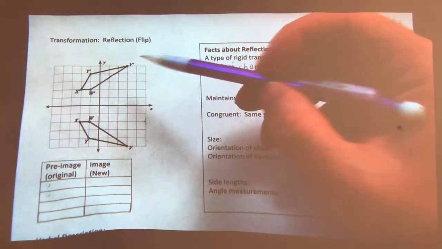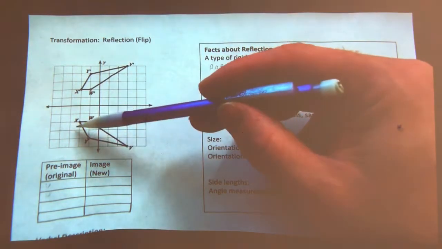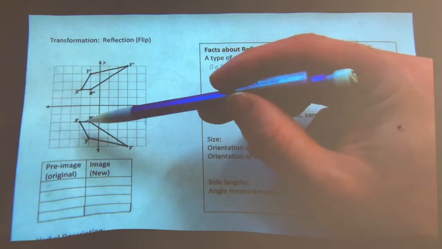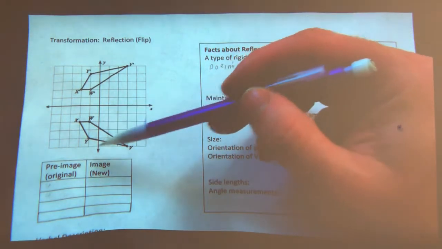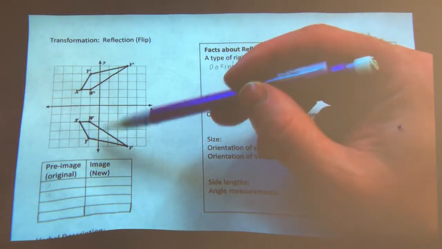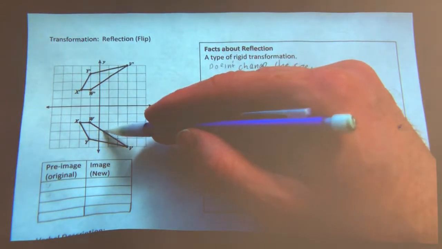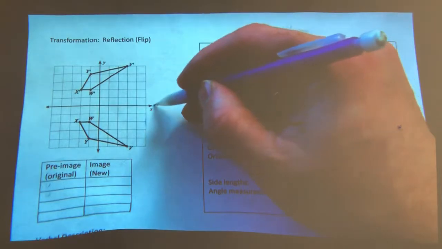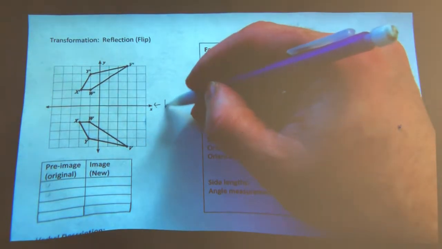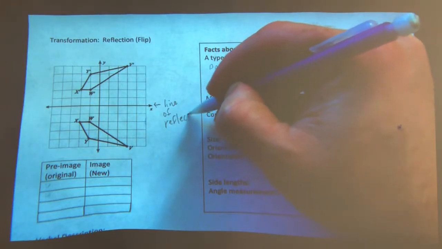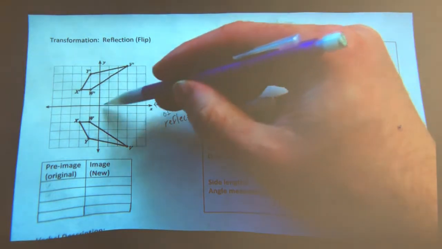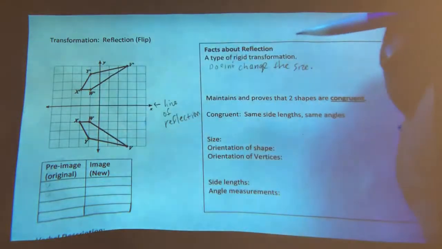So let's take a look at an example here. So here's our initial shape, VWXY, this polygon, and we're going to reflect it across the x-axis. You can see we're flipping it over the x-axis. That means that the x-axis is our line of reflection, or the line we're going to reflect it across. So imagine this is like a mirror, and it's looking at its reflection.